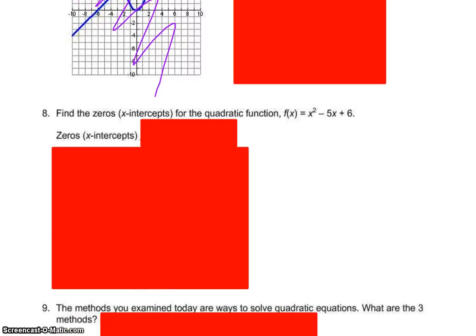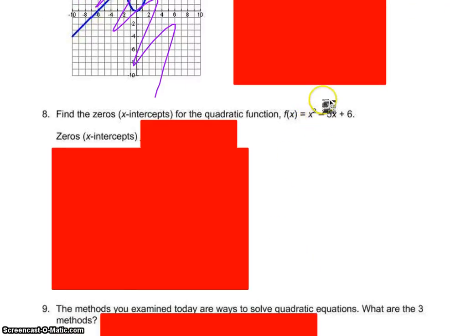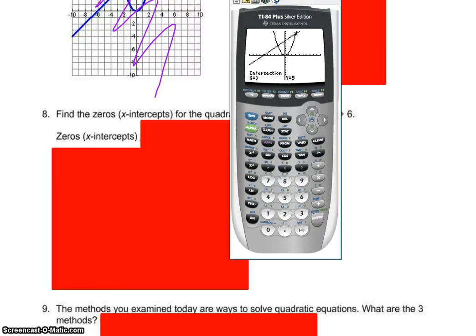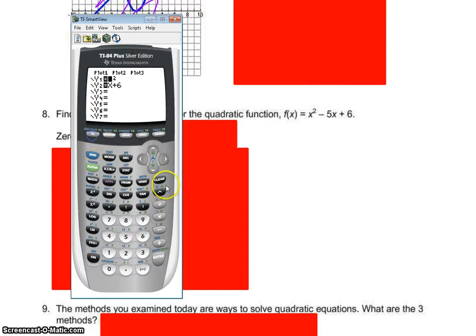Number 8, find the zeros or x-intercepts of f of x equal x squared minus 5x plus 6. Don't forget, f of x doesn't mean anything different. Okay, we're still going to go to y equal. Clear it out and put x squared minus 5x plus 6. When there's not anything on the other side, go ahead and put a 0. Second, calc 5 for intersect. Let it draw. Enter, enter, enter. And your first solution is 2.